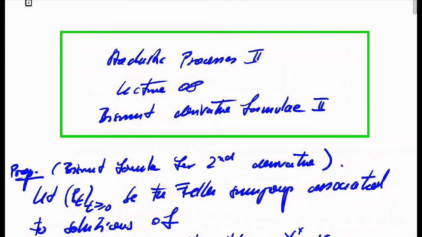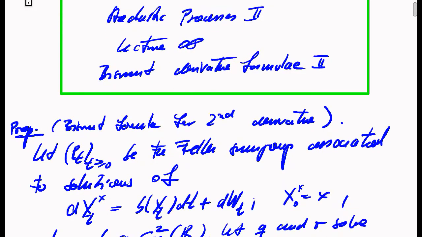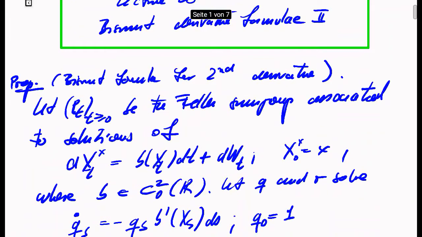The aim of today's lecture is to present the Bismut derivative formula for the second order derivative of the heat semigroup, the semigroup induced from solutions to stochastic differential equations. And the ultimate result in our particular case of a one-dimensional SDE with additive noise, so sigma being the identity matrix, and with a smooth vector field B, reads as follows.